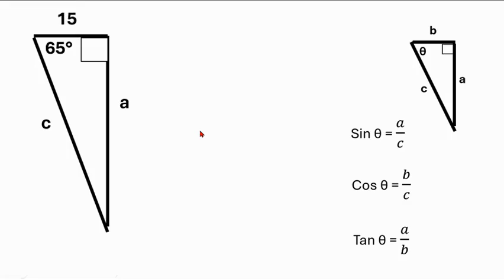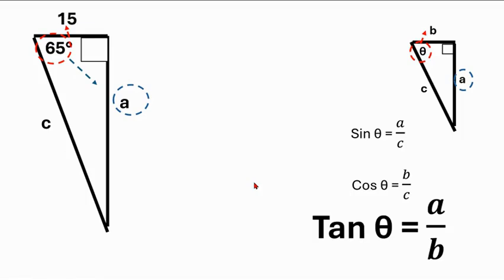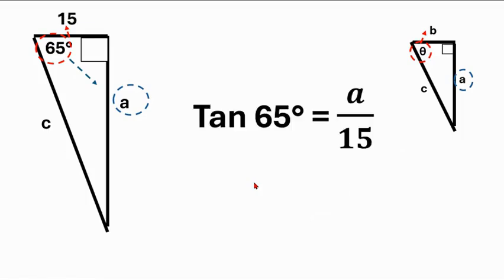All right, so what do we have and what are we looking for? Let's start by looking for the opposite side. We have B, we just need A. So which identity has both A and B? That would be tangent. So we're going to use tangent, put in our angle, 65 degrees, and then put in our length of side B, which is 15. And so we have to solve this for A, and that will give us the length of side A.